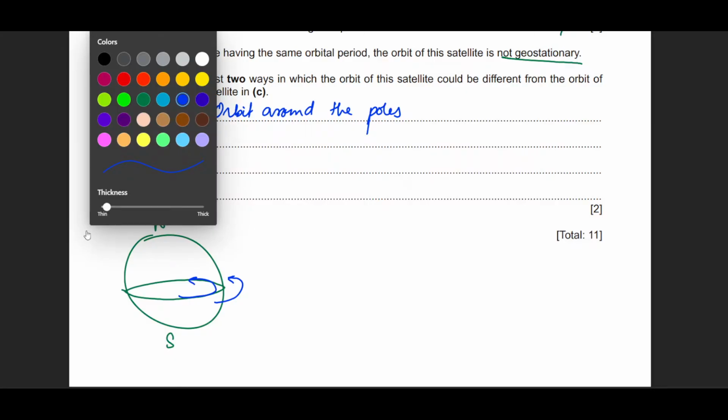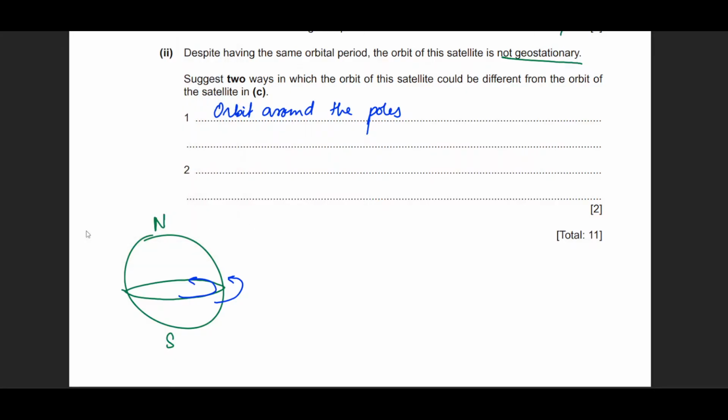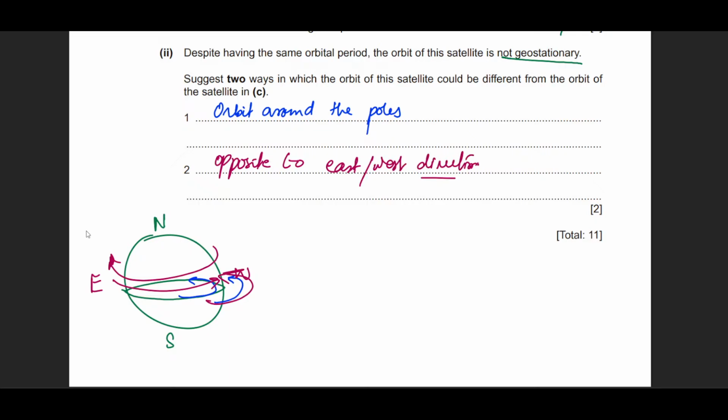Okay. The second thing would be that if we look at the orbit, it's generally from east to west. The Earth should be rotating like this, or the satellite should also be following this rotation. It is possible that this satellite is actually moving in the opposite direction. So it is opposite to the east and west direction or orientation. All right.